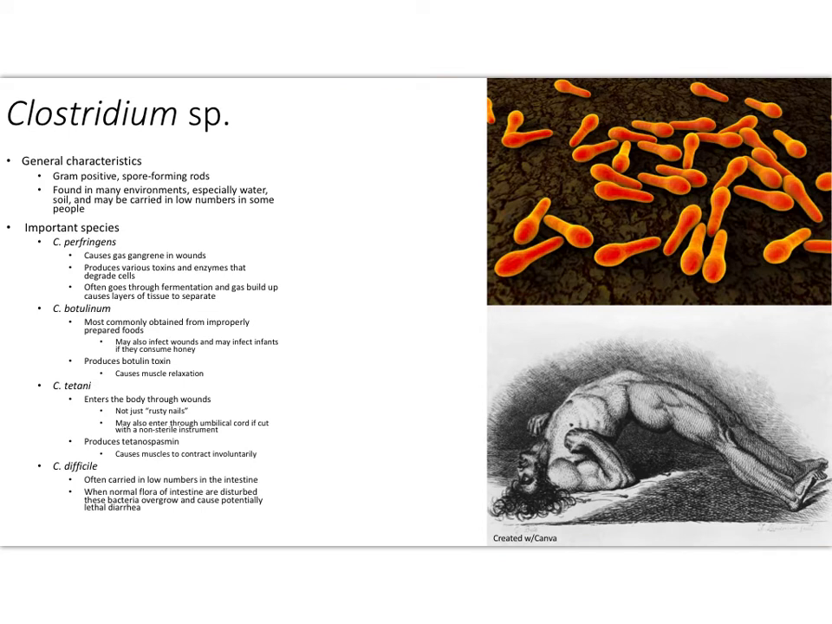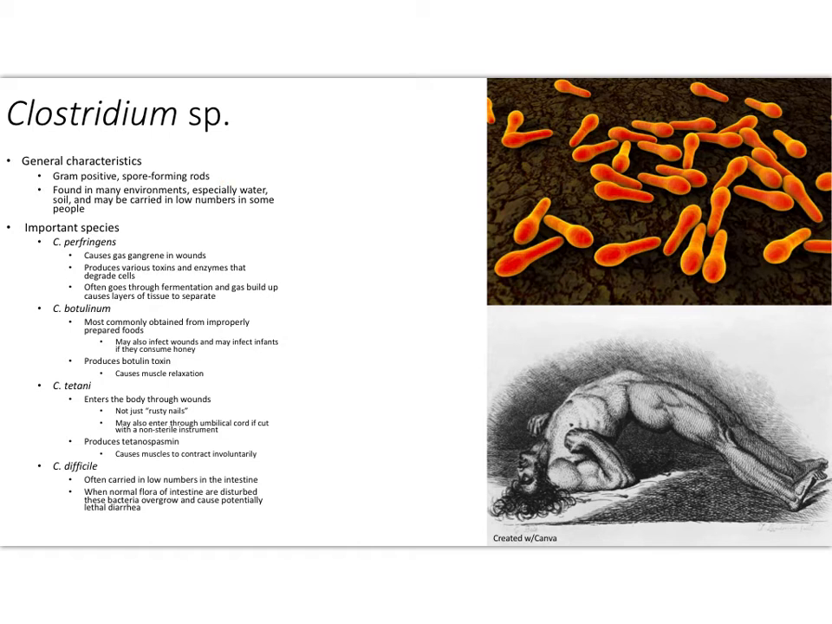Our next group of bacteria are those that are found in what we call the Clostridium genus. There are kind of four main ones that we will talk about, and we'll get into those in just a second. But just some general characteristics about this group of organisms. They are gram-positive spore-forming rods, and they are found in many environments.